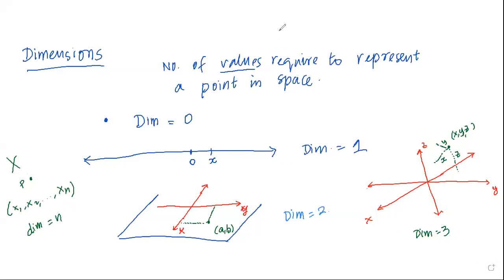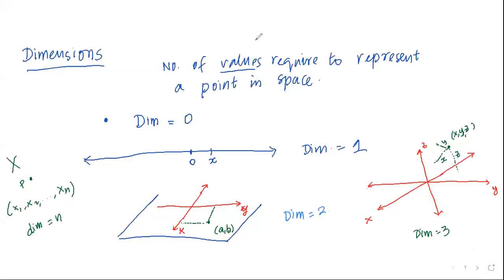So any question related to dimension? This is a very important thing. So what is dimension? Dimension is just the number of values required to represent a point in the space. Okay, is this concept clear? Any remark, anything, please? Yeah, dimension zero means a point, just a point.